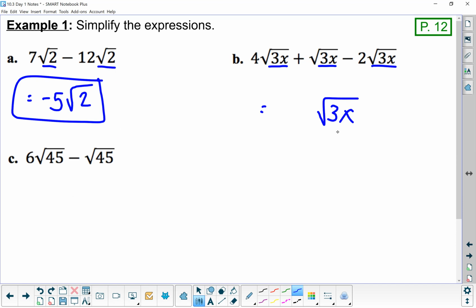One thing to be careful of here, this middle term has a 1 in front of it. So we're going to add and subtract, working from left to right. We do 4 plus 1, 5, minus 2 is 3. Last thing, we check that radical, can it be simplified? And 3 times x is as simplified as that will get. So that's our final answer.